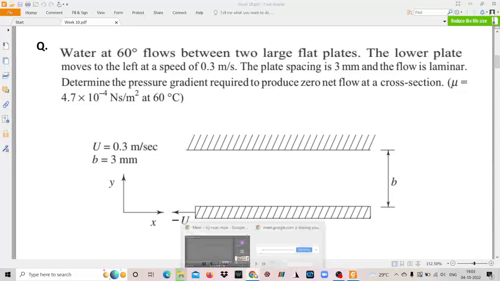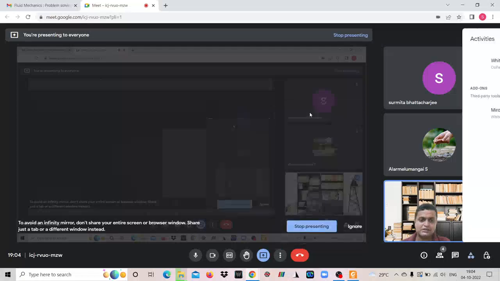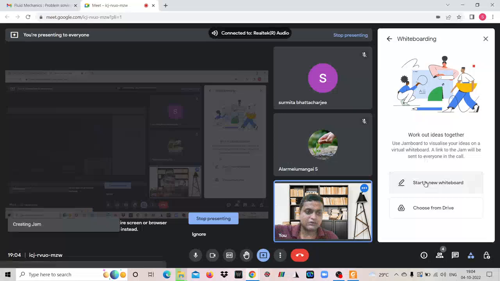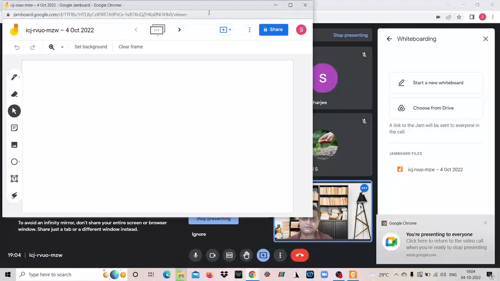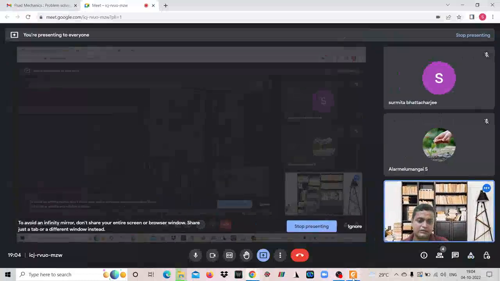Now what do you need to find? You need to determine the pressure gradient required for maintaining zero discharge or zero flow rate. The pressure gradient required to produce zero net flow at a particular cross section. So this is what has been asked.